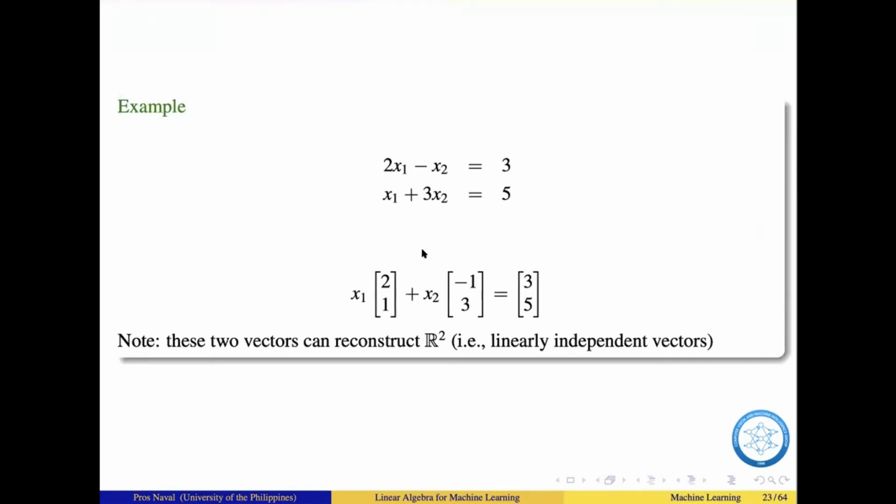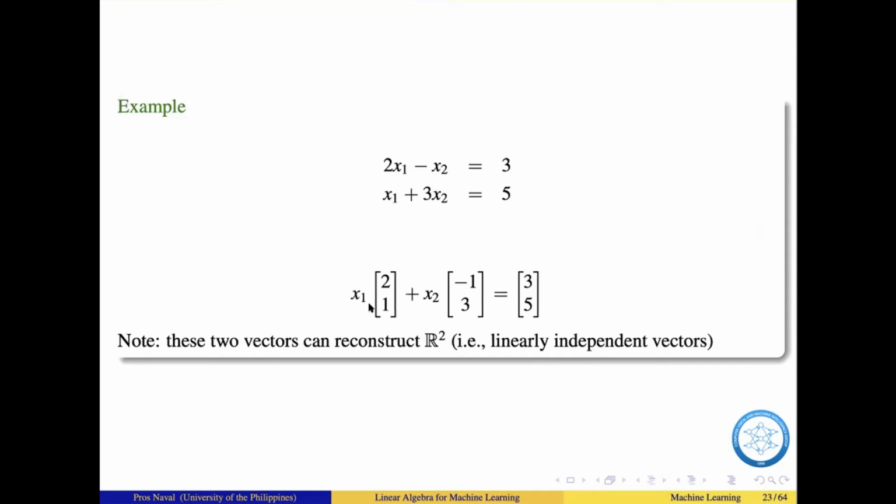So this is the example. Here we have this vector 2, 1 and minus 1, 3. So you have two vectors. What values of x1 and x2 will give me this answer, this vector? That's basically what this is saying, since we're looking at this as a linear combination.